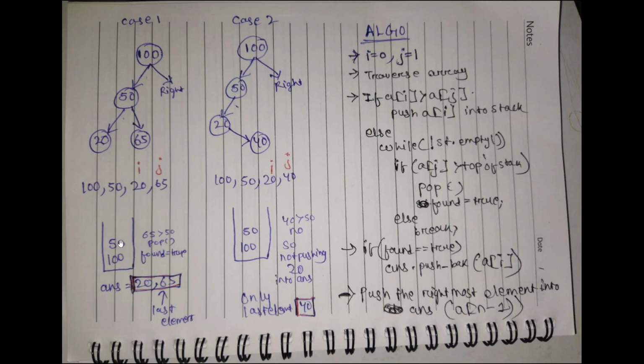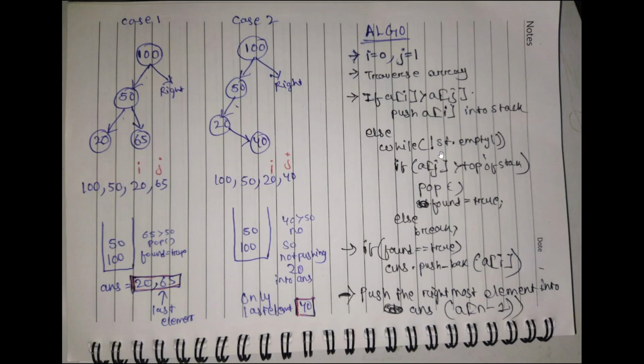100 goes in, 50 goes in, and when we come to this, i equals 20 and j equals 65. Here it defies the condition. The a of i, that is 20, is not greater than a of j, that is 65. So we go to the else part. What we do here is we empty the stack.